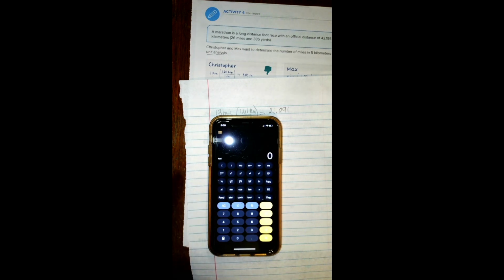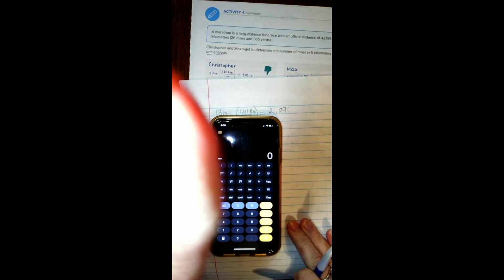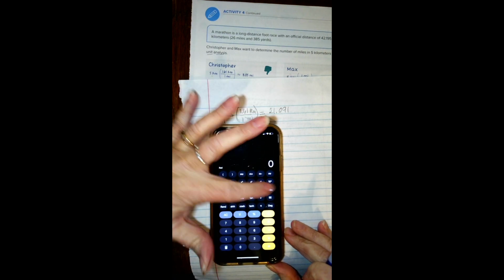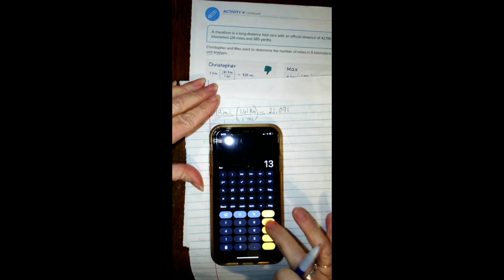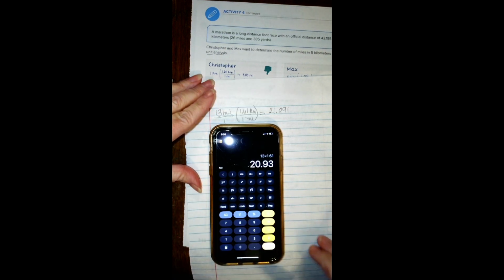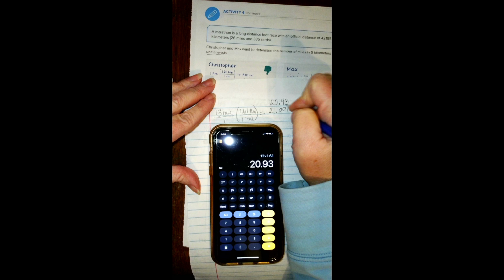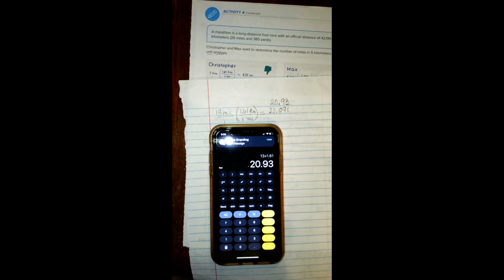Okay, here we go. Alright, so sorry about that, it's the light on the document camera, but it's okay, because what you need to see is down here. So 13 times 1.61 is 20.93. Where did I get the other number?